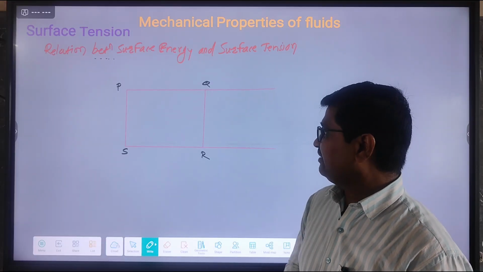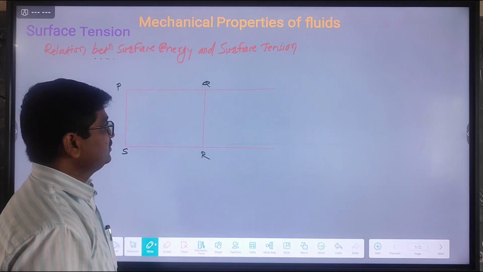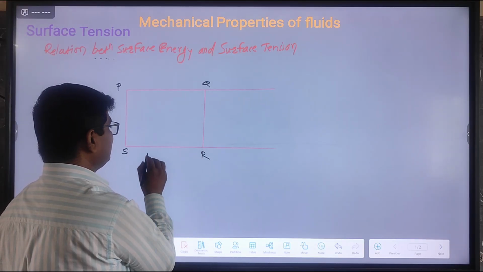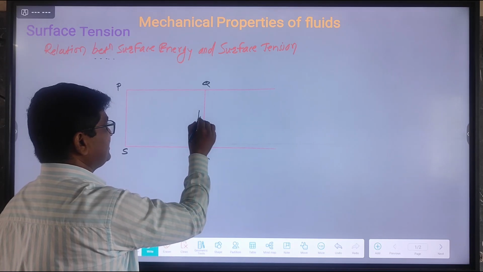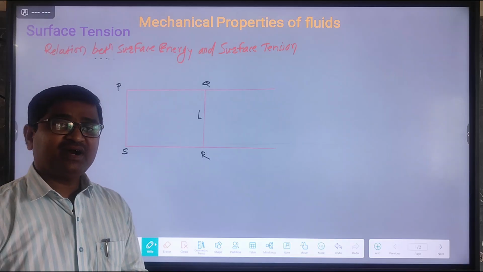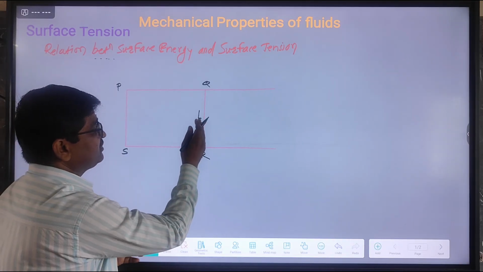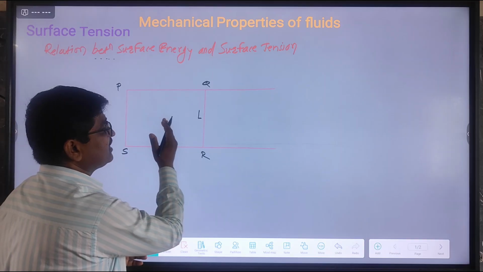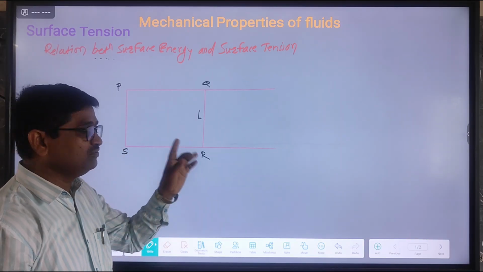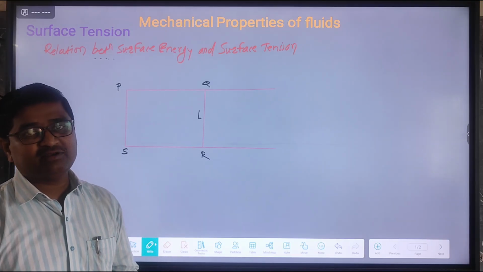Now in this frame, the length of the QR wire is represented by L. Imagine that the length of the wire is denoted by L. This QR wire is a sliding wire without friction. It means the sliding wire QR can easily move towards PS and easily move outward from PS. This is the only sliding wire in such a rectangular frame.